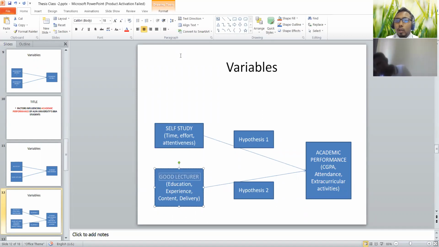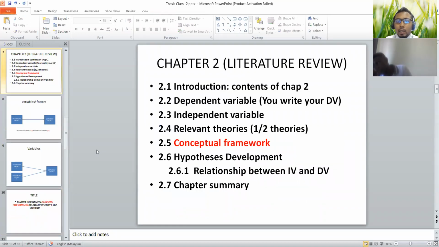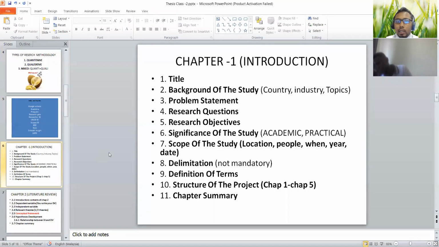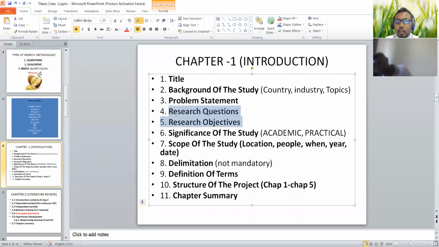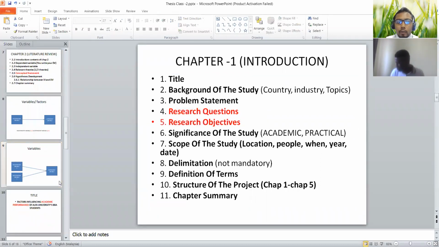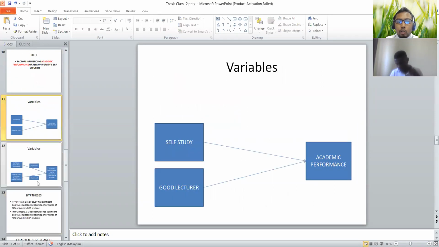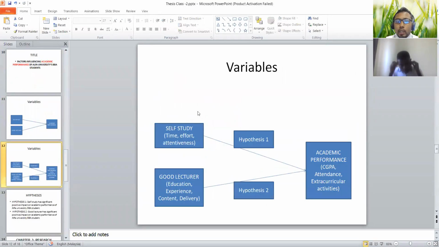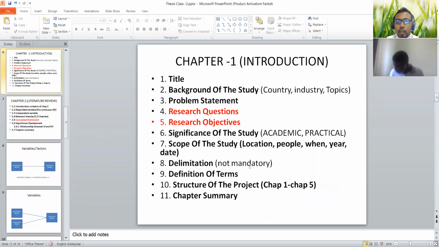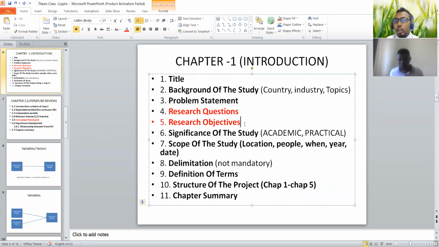So now you can see why I skipped chapter 1, the research question and research objective, because you have to draw this framework first, and only then can you know your objective and your hypothesis. Then you can write down your objective and research question. You see that example, how will your research question be here?